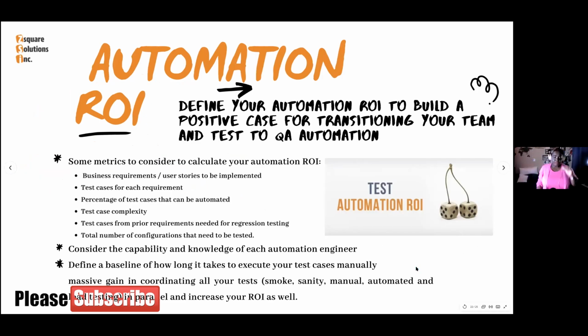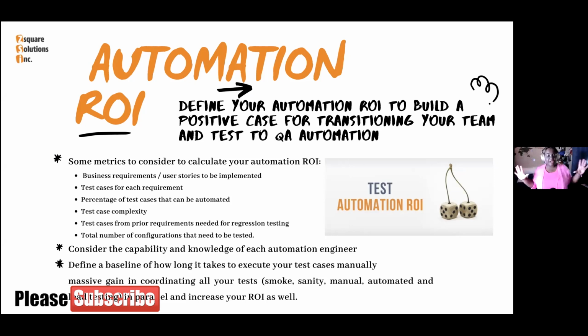All right. This is a slide that nobody really asks you about until it's really important. What I ask my QA leaders when I'm doing this presentation is to get ahead and talk about the automation ROI, because nobody's going to ask you about your ROI until you start automating. But it's good to start setting everybody's mindset: define your automation ROI to build a positive case for your transition from manual to QA automation.